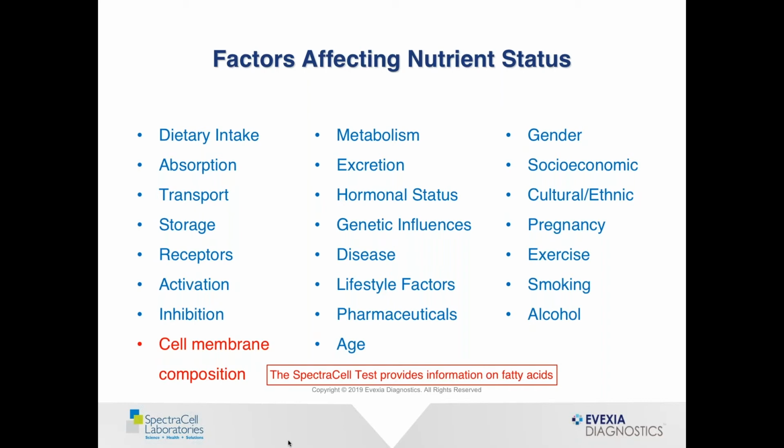The receptors weren't working properly. You need the receptors to get glucose into the cell properly, which can cause hyperglycemia. So the neat thing about this test is that the SpectraCell test provides information on fatty acids, particularly oleic acid. So you get a good look at cell micronutrients as well as some fatty acids as well.